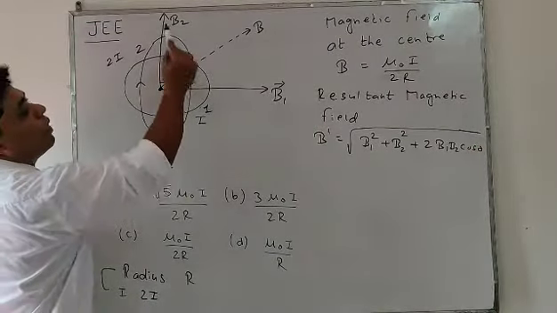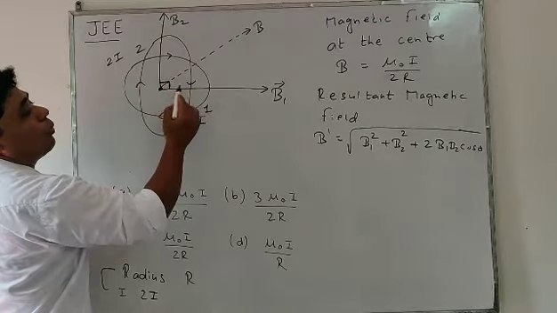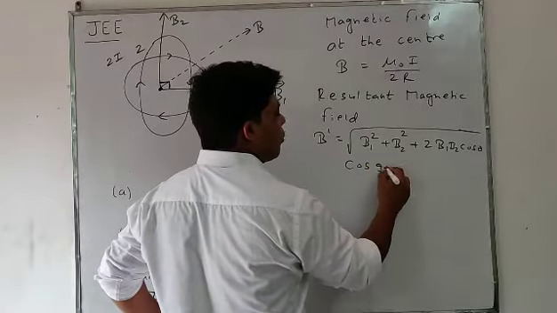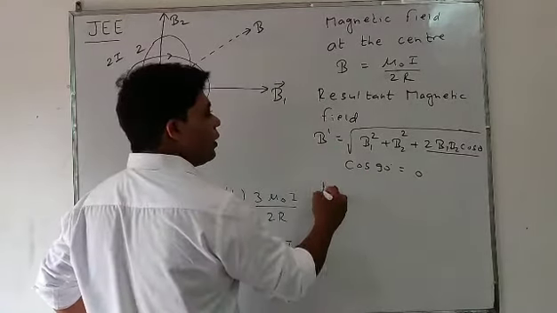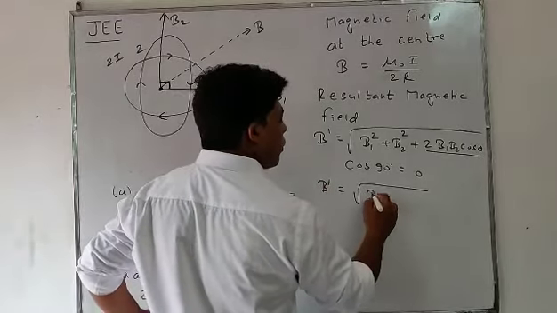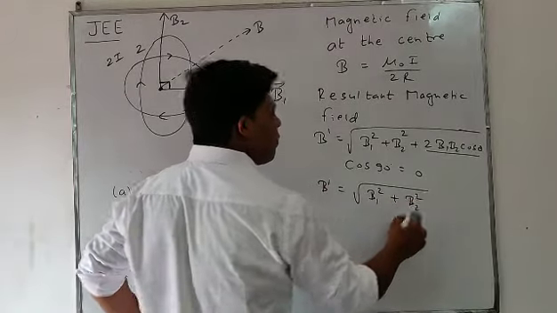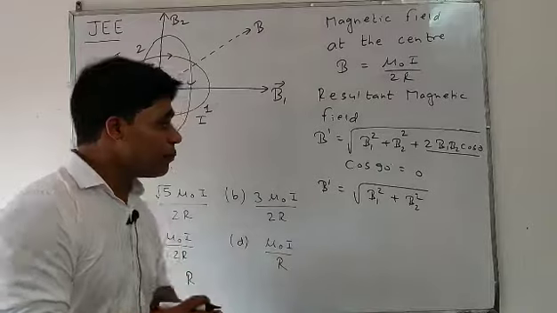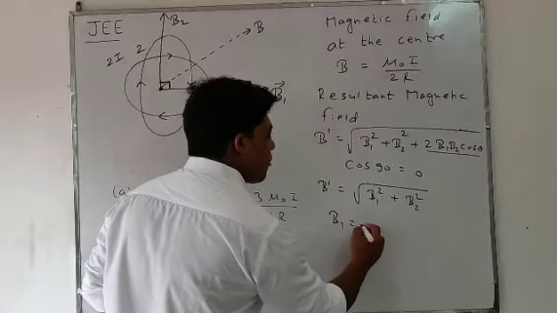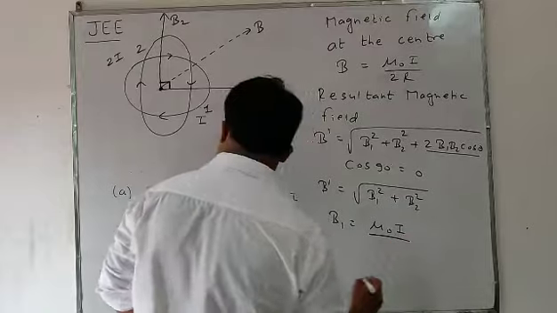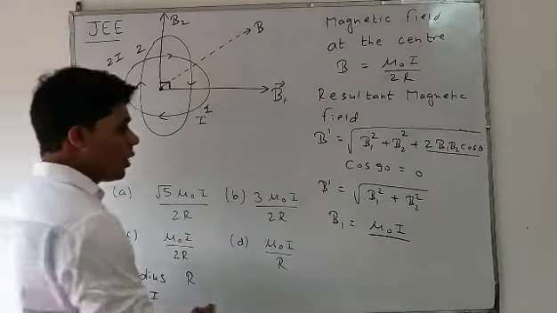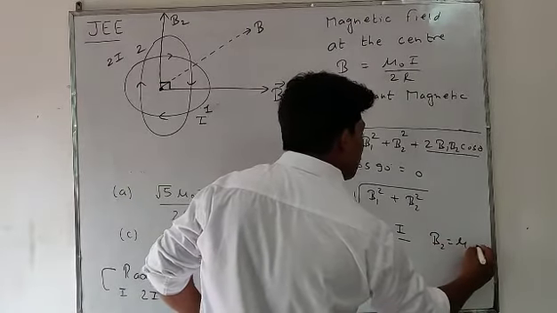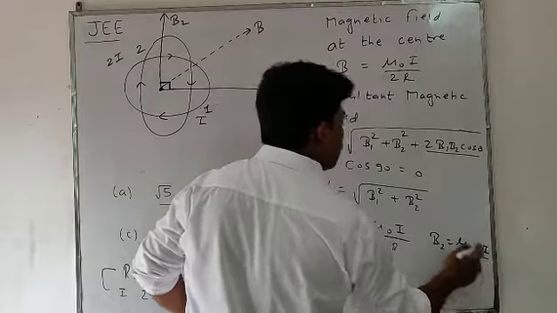Both coils, B1 and B2, are held perpendicular to each other. So theta will be 90 and cos 90 will be 0. So this part will be eliminated, and only B1 square and B2 square will remain. B1 is the magnetic field at the center of the first coil, and B2 is the magnetic field of the second coil. What is the value of B1 actually? The first coil has current I, so B1 is mu naught I upon 2R, while the second coil has B2 equal to mu naught 2I upon 2R.